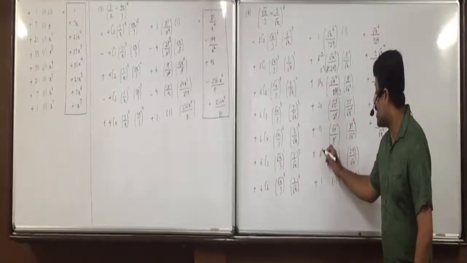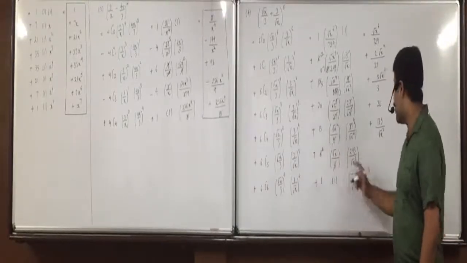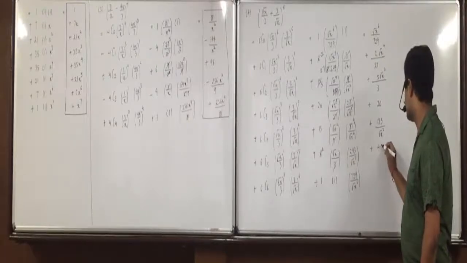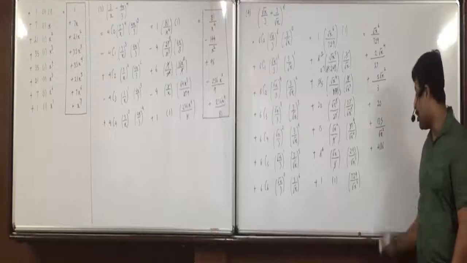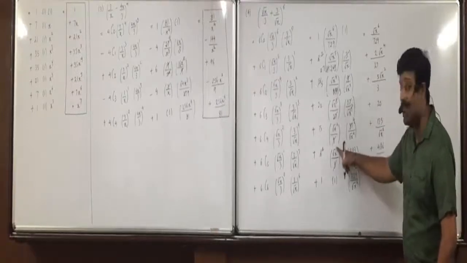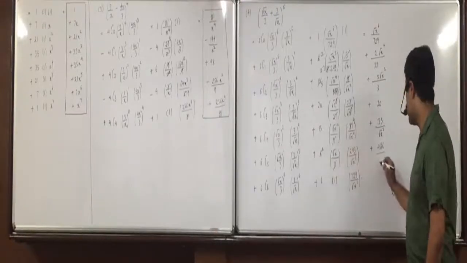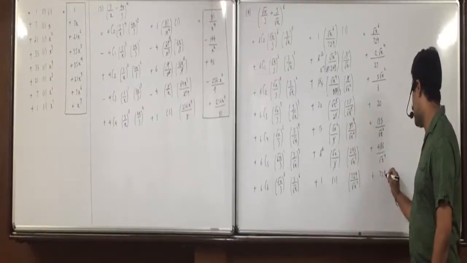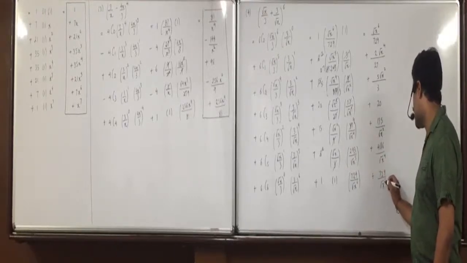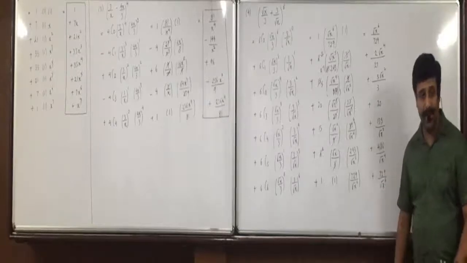See, 3 into 2, 6. 2 into 243, 486. Where is the power more? Denominator. 5 minus 1, 4. Root x raised to 4. Plus 729 upon root x raised to 6. Now what you do in root x is?